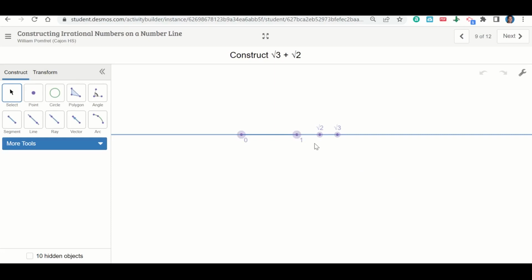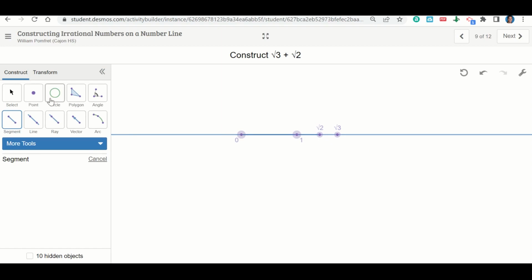Well, what we should notice is we have a square root of 3 here and a square root of 2 here. So what we're going to do from there is create a segment that goes from 0 to square root of 2. So that will give me a radius. Now, if I can copy this distance over to the other side of square root of 3 over here, then that should add them together.